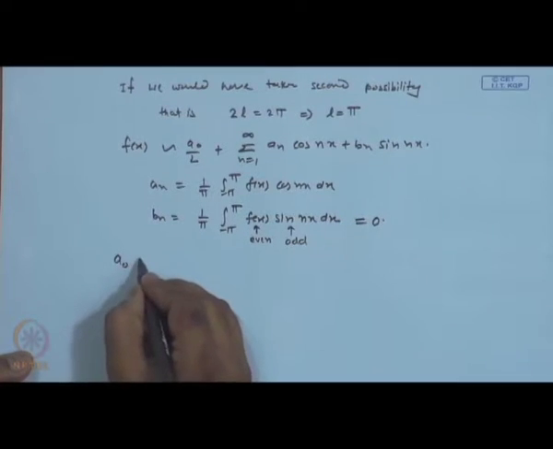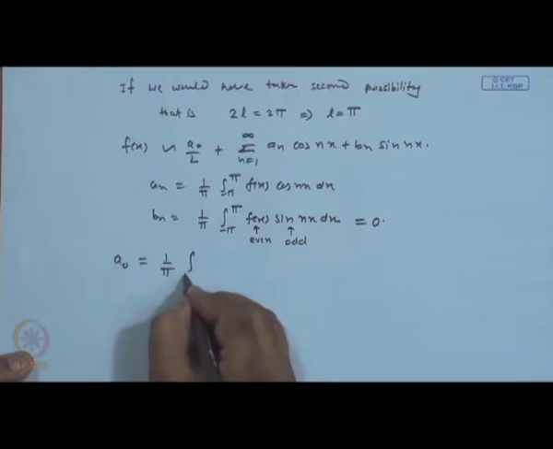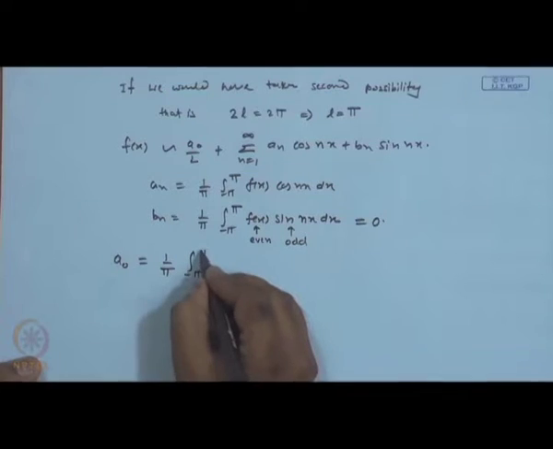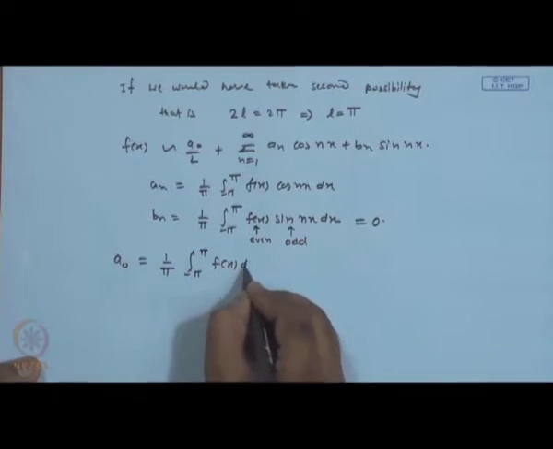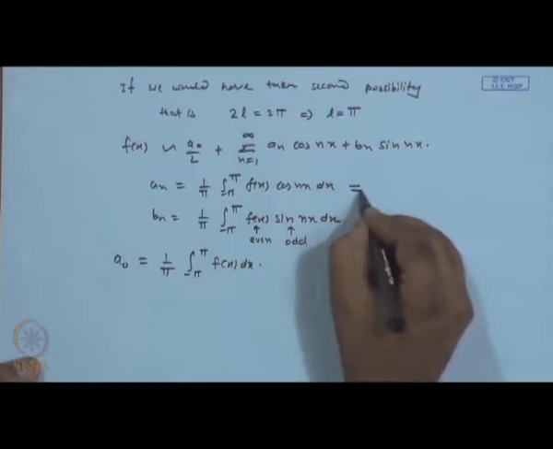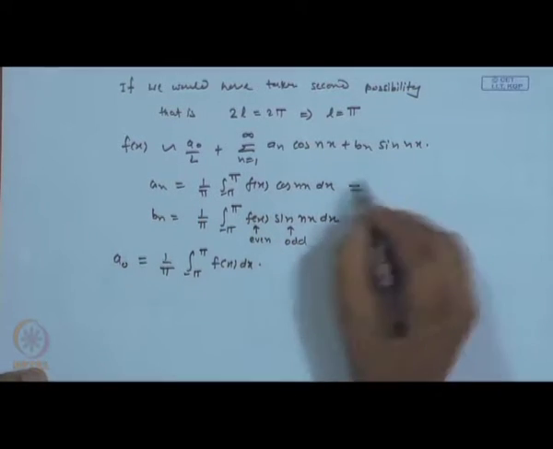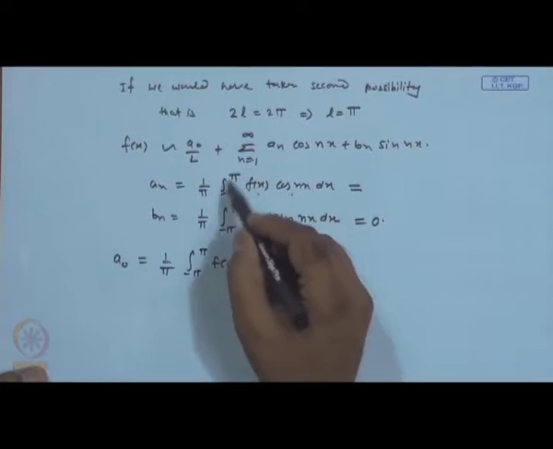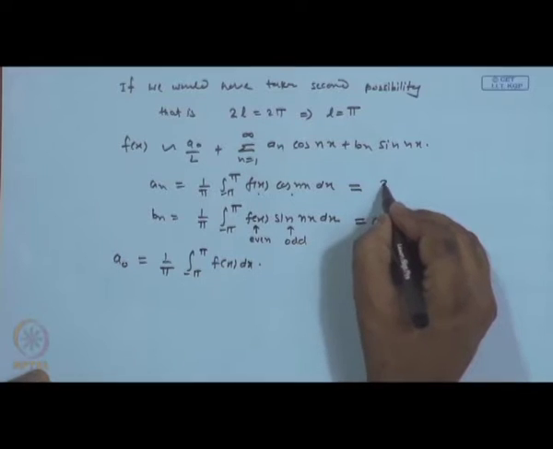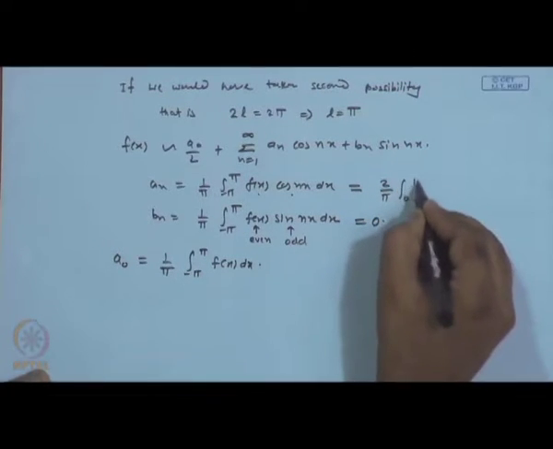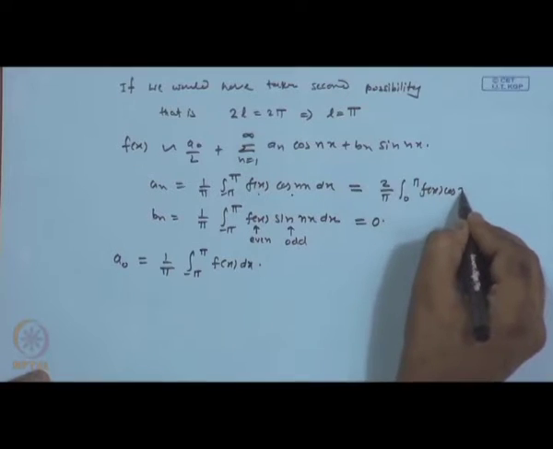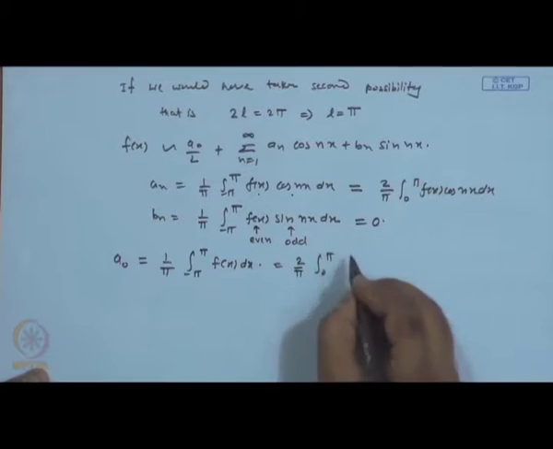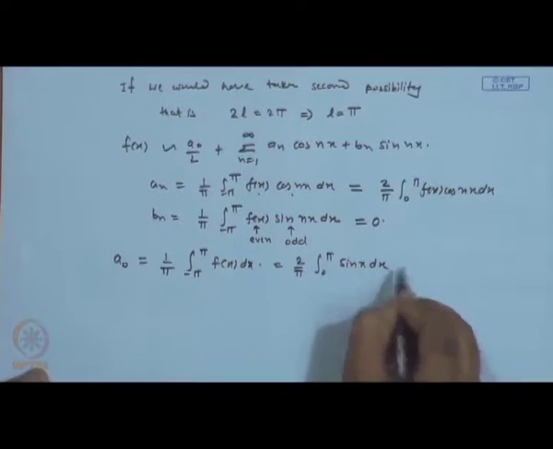So, now this a naught, we can calculate: 1 over pi, integral from minus pi to pi, f x dx. And in this case also let me just simplify this, that this a n will be, because it is an even function here, so the product is even. So, minus pi to pi will be 2 times 0 to pi, and we have f x and cos n x dx. So, this is 2 over pi, 0 to pi, and this is sin x only, dx.